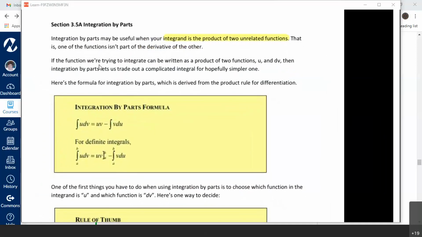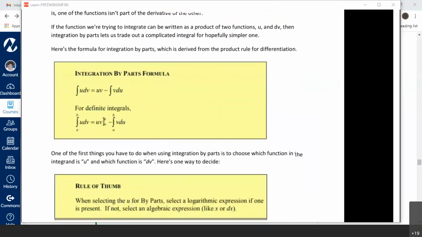So essentially, it's as if the function we're interested in, our integrand, is a product of two functions, u and dv. U is a function that's easy to differentiate, and dv is a function that's easy to integrate. The whole point behind integration by parts is to start out with a complicated integrand and then turn it into something simpler.